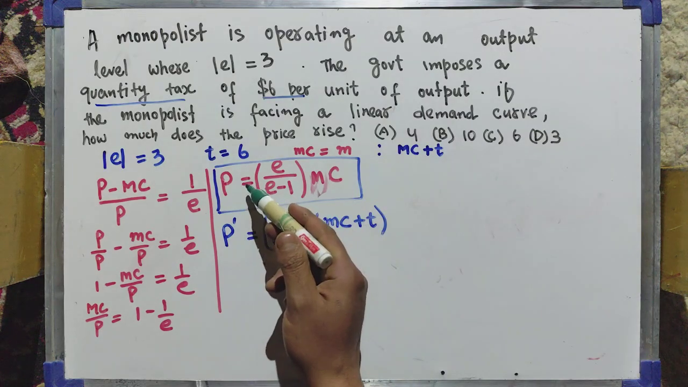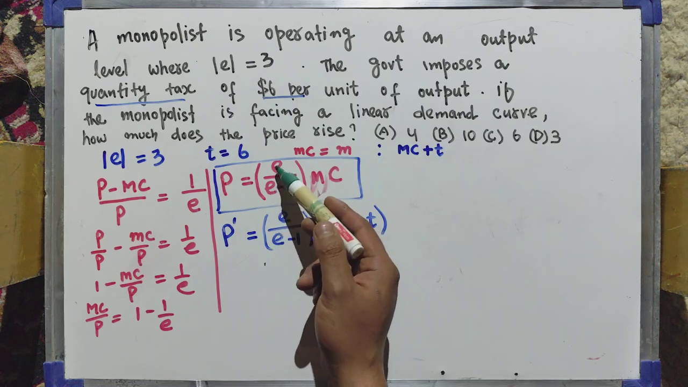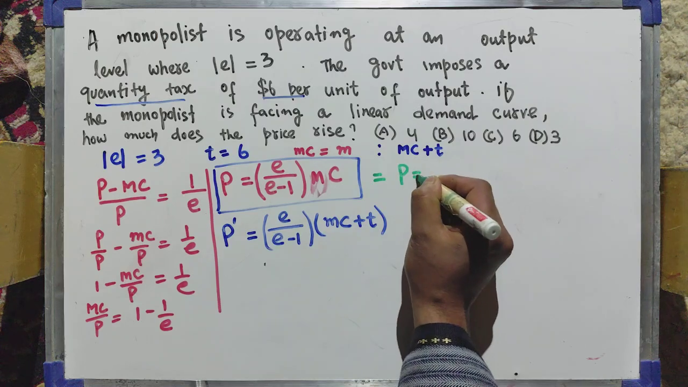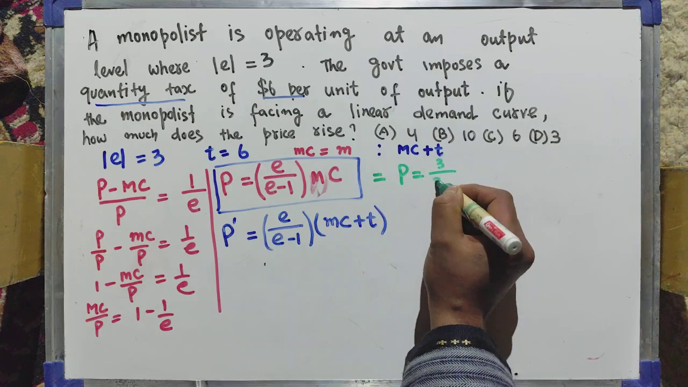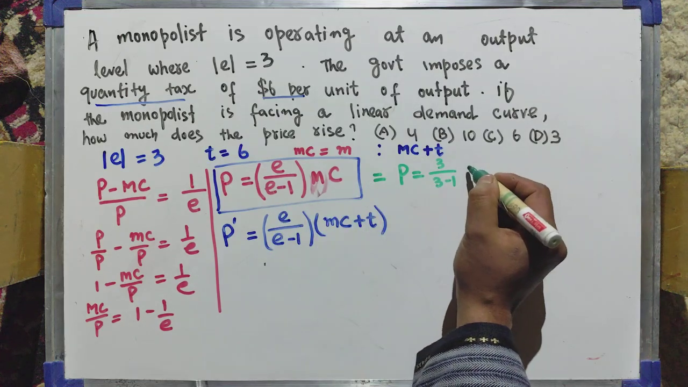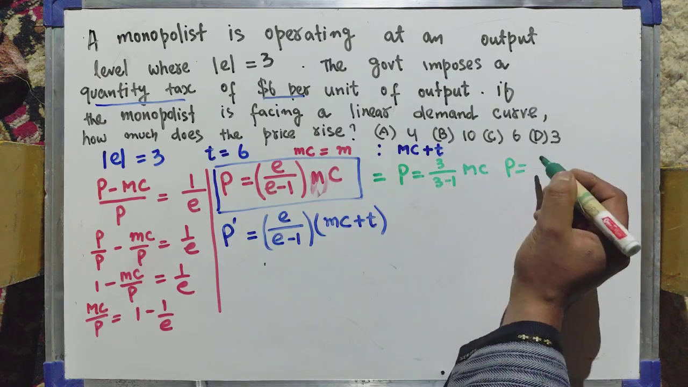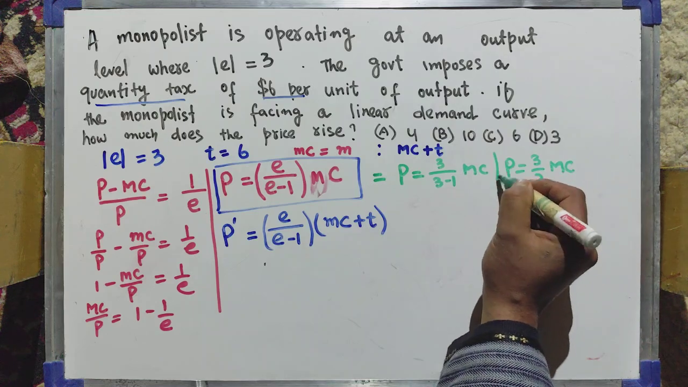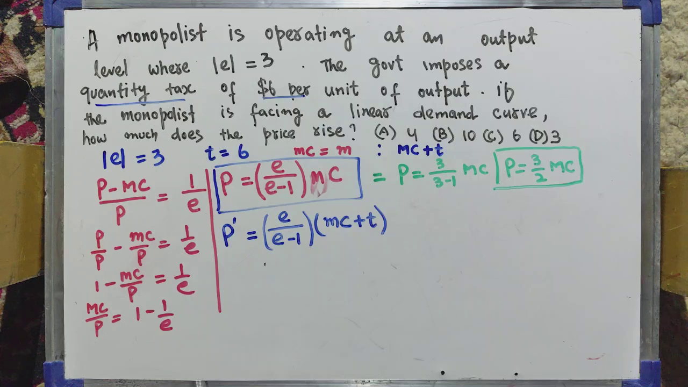Let me solve it further with the values of elasticity. So P will be equal to, elasticity is 3, divided by 3 minus 1 times MC. So initially our price will be equal to 3 upon 2 times MC. Okay, so this is the price before the imposition of per unit tax.